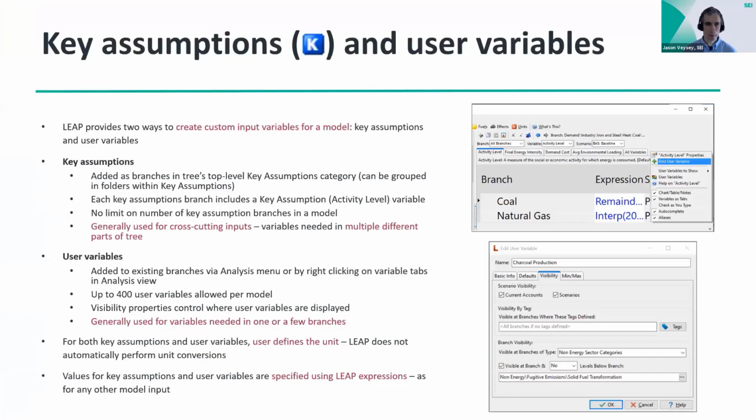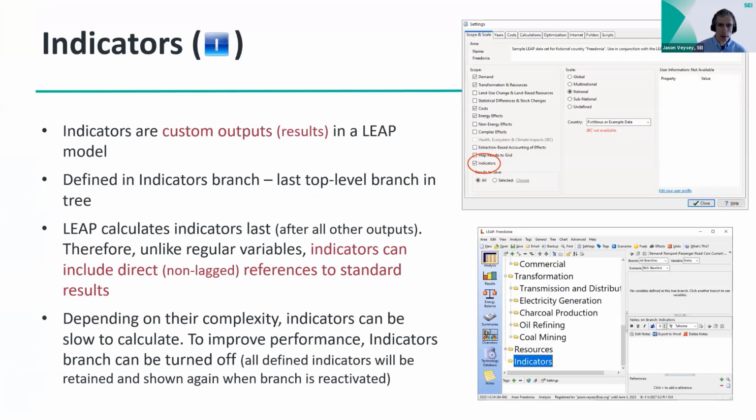All right. Moving on. I talked about custom inputs. Let's also talk about custom outputs. So these are custom result variables that you can create in a Leap model, and they're called indicators. You can turn them on under basic settings, scope and scale. There's a checkbox for indicators. And when you do that, Leap adds one more top level branch to your tree called indicators. And then within that, you can create folders and output variables as you like.